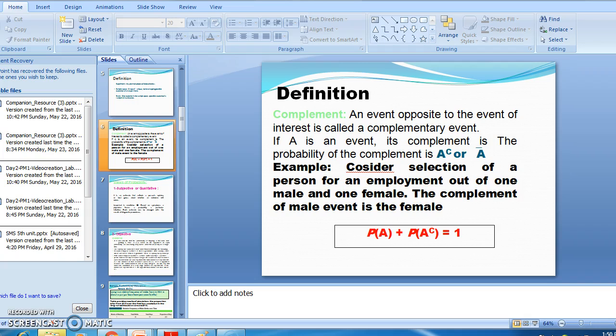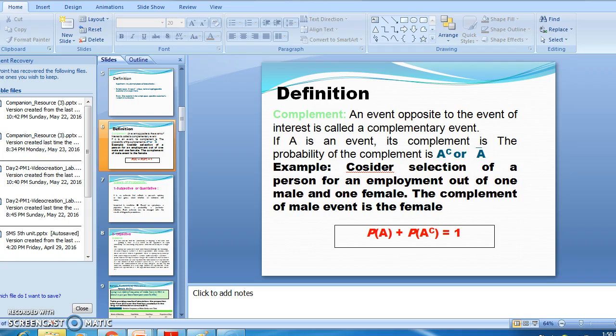What's a complement? An event opposite to the event of interest is called a complementary event. If A is an event, its complement is either written as A superscript C or A bar. So the probability of the complement is P of A superscript C or P of A bar.